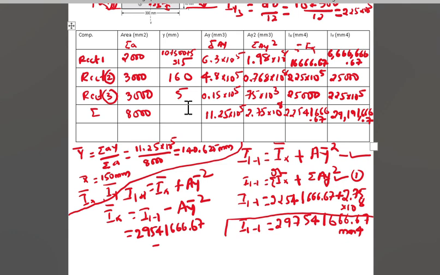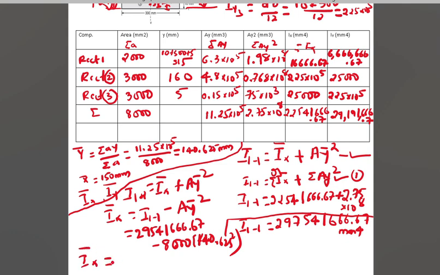What is the total area? Total area is 8,000. See here, area is 8,000 into y bar. How much did you get for y bar here? Y bar is 140.625, so y bar square, 140.625 square.